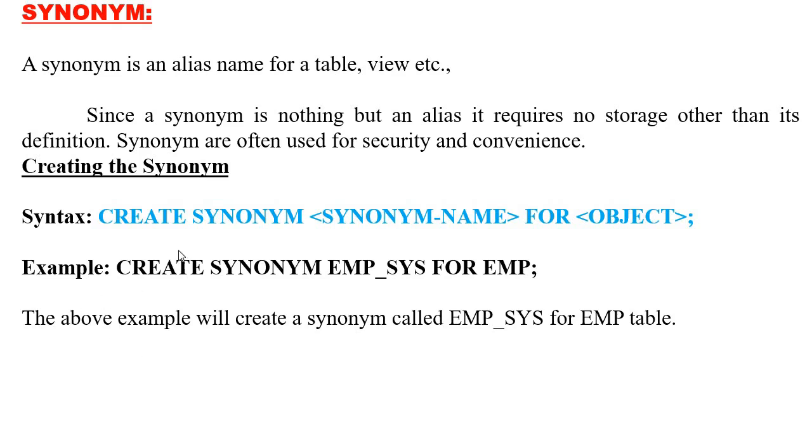The syntax is create synonym synonym_name for object_name. For example, create synonym EMPSys for EMP. The above example will create a synonym called EMPSys for employee.